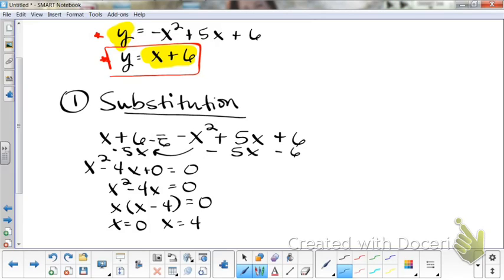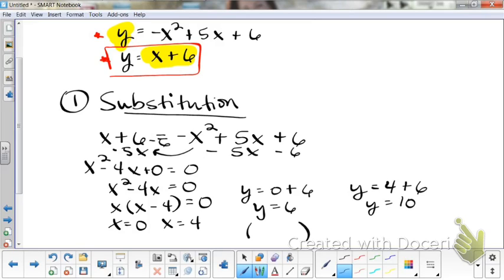So I end up with y equals 0 plus 6, so y equals 6. And then when I plug in the other solution of 4, I get y equals 10. So my two points of intersection are pretty easy. I just put them together: (0, 6) and (4, 10). And you are done. You solved that system by substitution.